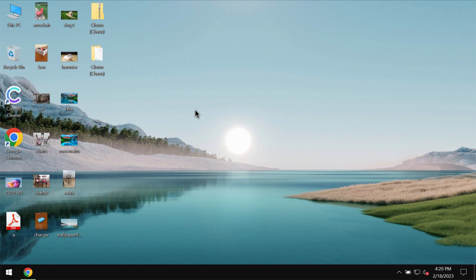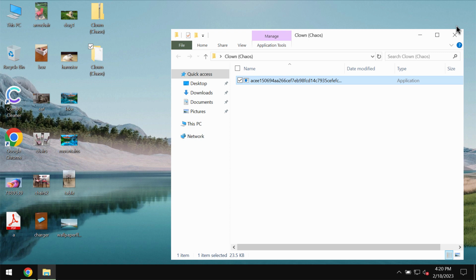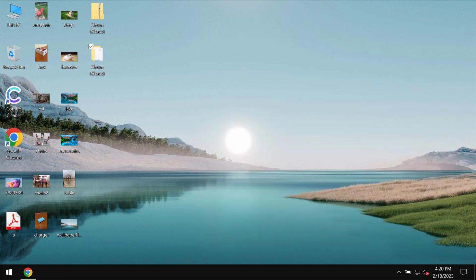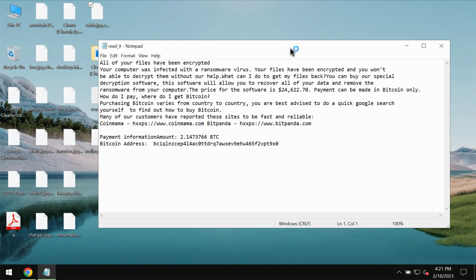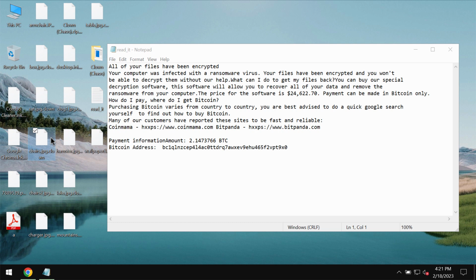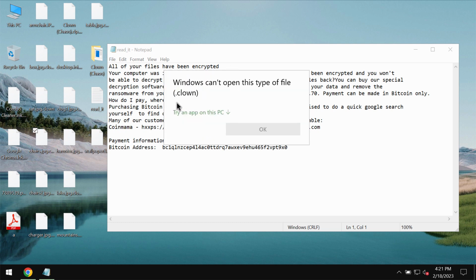Very soon people see the negative consequences of the ransomware attack. Normally after people restart their systems, they realize the damage that was caused by this ransomware. So now you can clearly see the consequences. Whenever you try to open a specific file, you get a message saying that Windows cannot open this type of file with this additionally appended Clown extension.